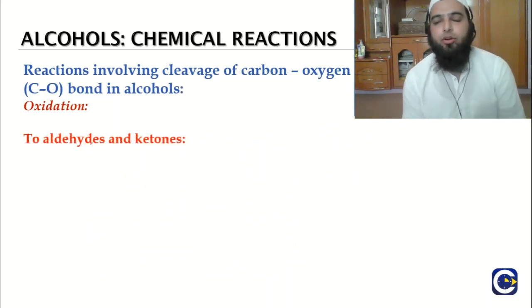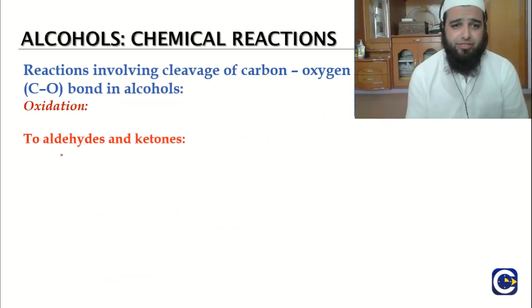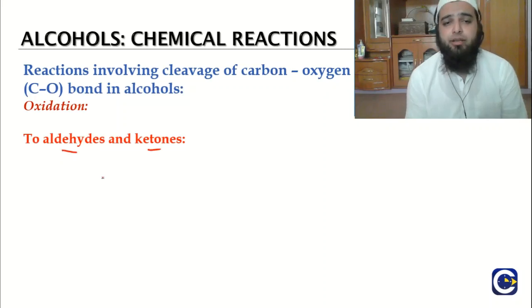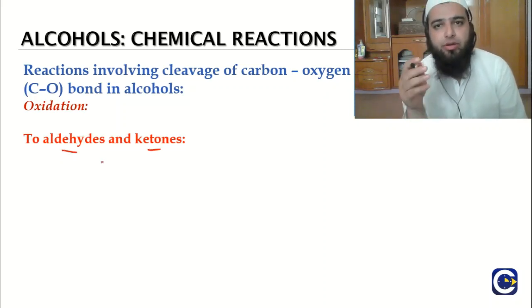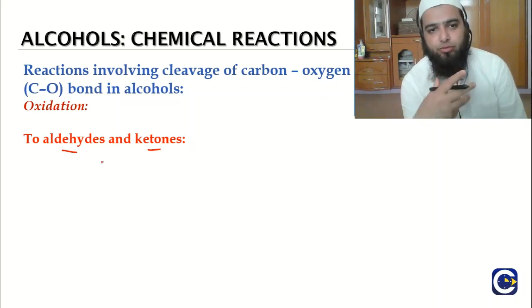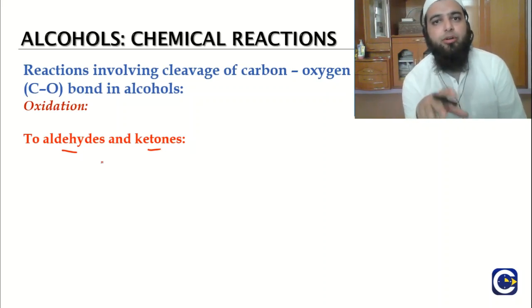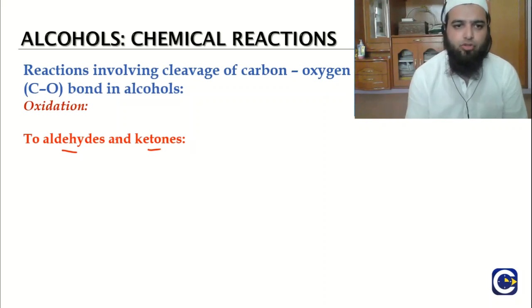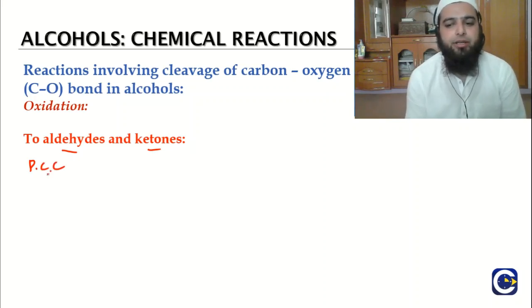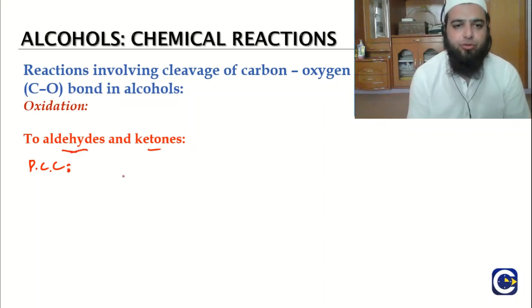Now we'll talk about different oxidizing agents which convert the alcohols into aldehydes and ketones. We have a wide range of oxidizing agents which we can use. Here we will discuss the most important ones. First of all, the most important one is PCC, pyridinium chlorochromate, a suitable oxidizing agent for converting alcohols into aldehydes and ketones.